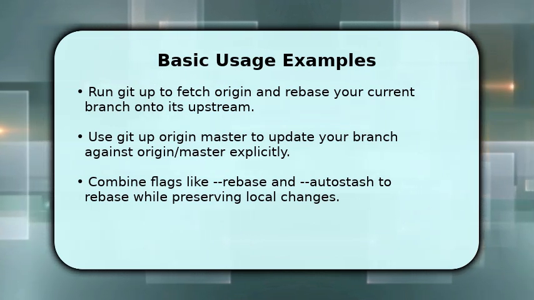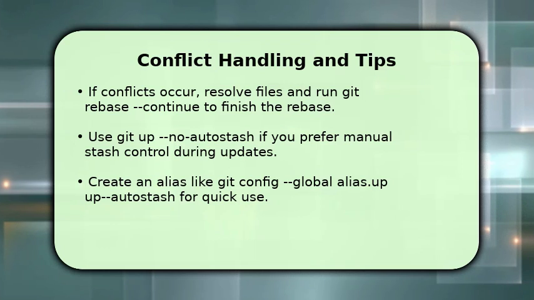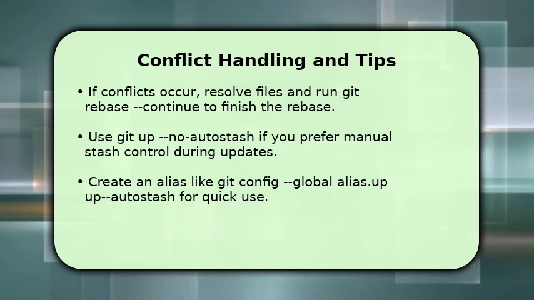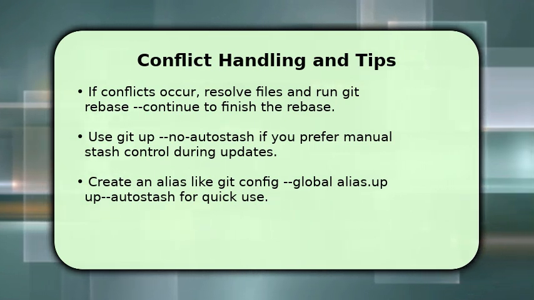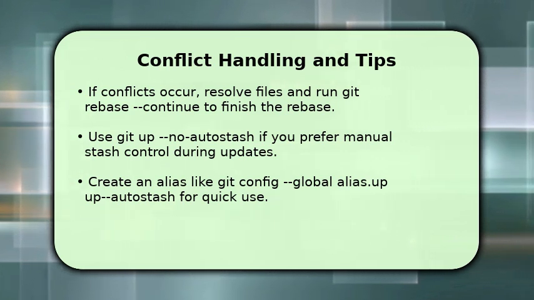If conflicts occur during a GitUp rebase, Git pauses for manual resolution of files. Resolve conflicted files, stage them, and run git rebase --continue to finish the rebase. To abort a problematic rebase, run git rebase --abort to return to the previous state.